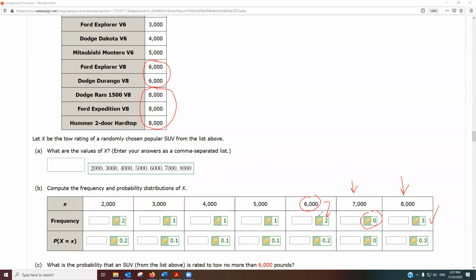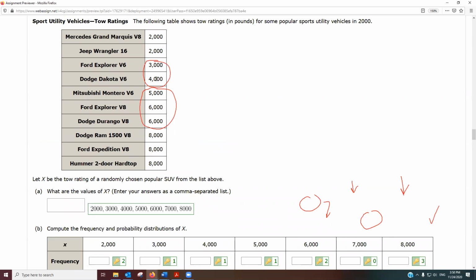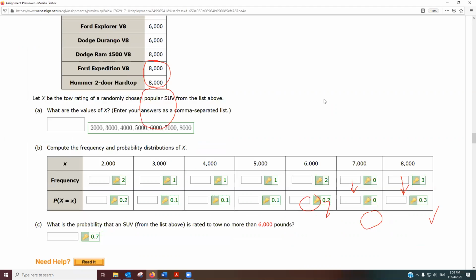Then to get the probability, I'm just going to divide that frequency by the total number of data values. If I come up here and count how many data values, I think there's 10 of them: 2, 4, 6, 8, 10. Yeah. So the probability of 8,000 is taking that frequency 3 and dividing by the total number of data values, 10. So this is 0.3. Okay, so I can easily fill in this table.